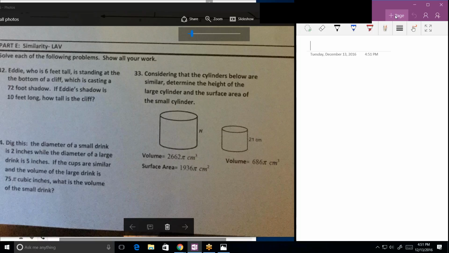Yeah, no, 686 divided by 1936. Oh, no, 686 divided by 2,662, to the power of 1/3. Okay, good. What do you get when you take that to the 1/3? Give me a second. I get 7/11. Okay, and that is what ratio? Is that the linear ratio or the area ratio or the volume ratio? That's the linear ratio.